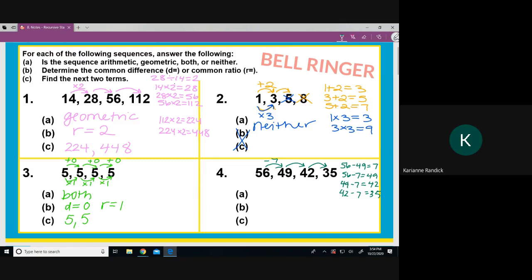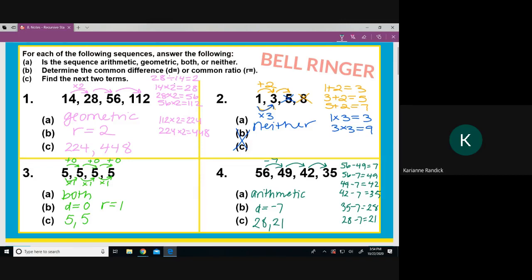Add, arithmetic. So arithmetic minus 7. So arithmetic goes with d equals -7 because of -7. And then I continue the pattern. 35 minus 7 is 28. And then 28 minus 7 is 21. So the next two numbers are 28 and 21.